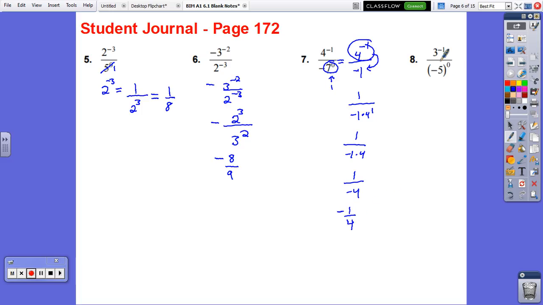Over here, I like to start with this one. It's really easy to do the 0 property. So when it's to the power of 0, it becomes 1. So we can rethink of this as 3 to the negative 1 over 1, which we know this negative property is going to push it down here, and you're going to have 3 to the first power here, which is 3, so this is the same as 1/3.